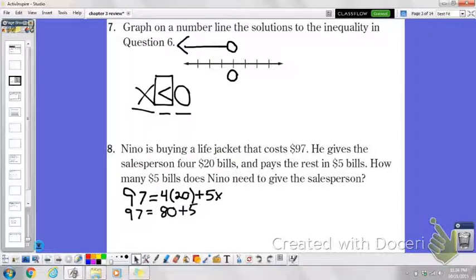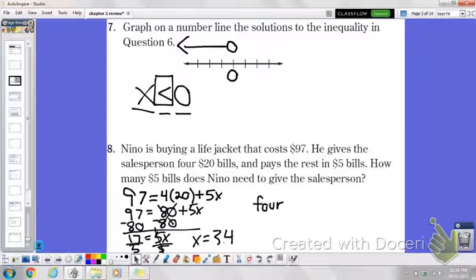80 plus 5x. Now we need to start solving the equation, so we subtract 80 from both sides. My 80s on my right cancel out, and I'm left with 17 equal to 5x. Divide both sides by 5. 5's on the right cancel out, and I have x is equal to 3.4. Now, we can't pay in 3.4 $5 bills. You can't pay in a $0.4 bill. So we need to round that up, and he will give the salesperson 4 $5 bills.